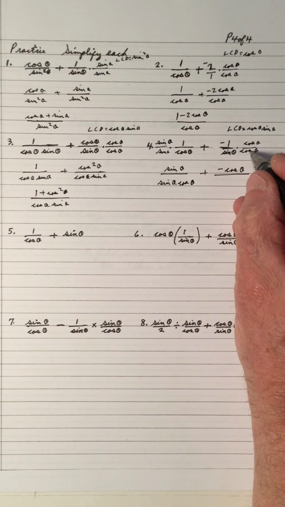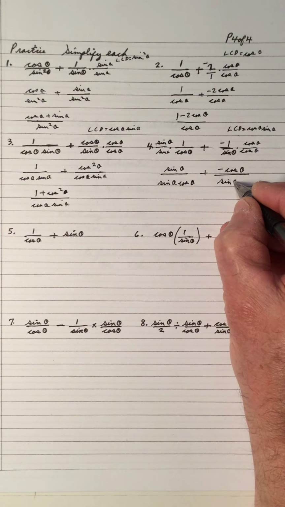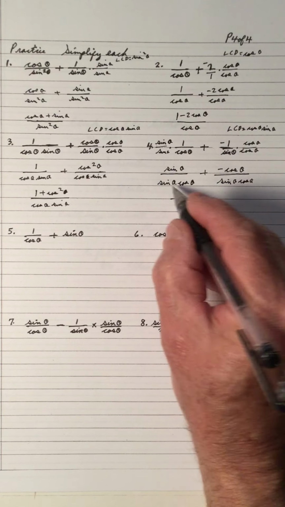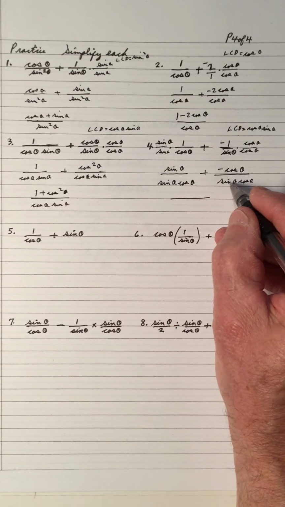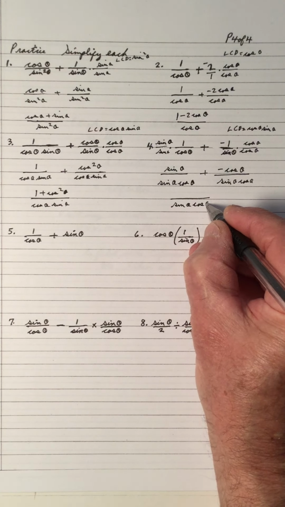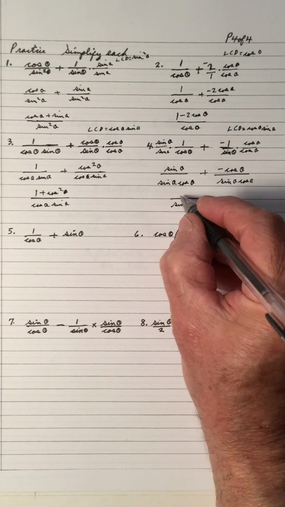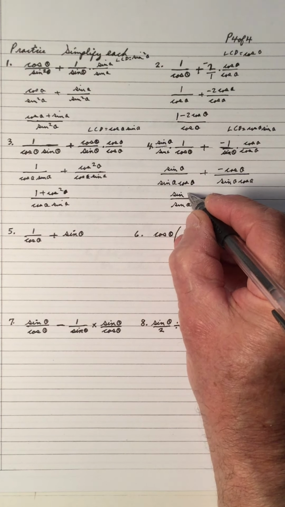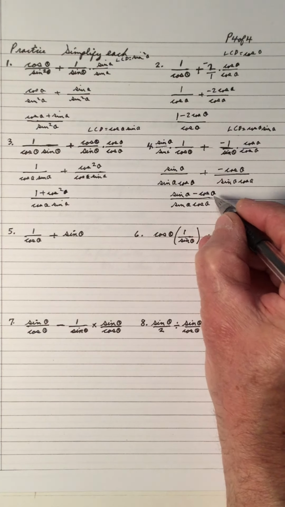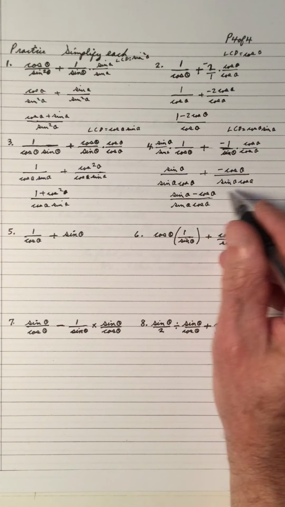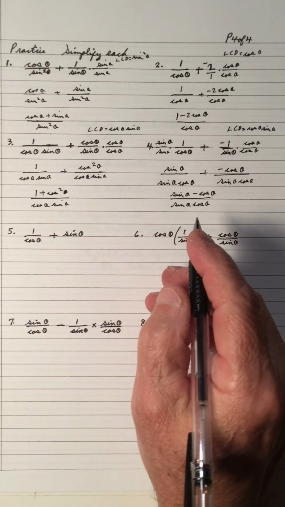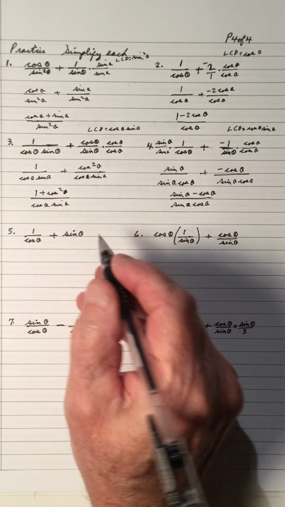And sine times cos, we can't multiply them. They have the same denominator, which is sine theta cos theta. So we write down one of them, keep the denominator, and we subtract these, but we can't combine them. We can subtract them all right, but we write them down as two different terms, so sine minus cos.